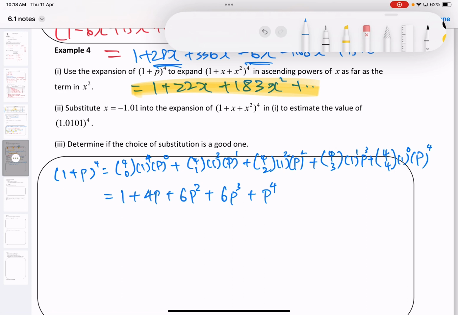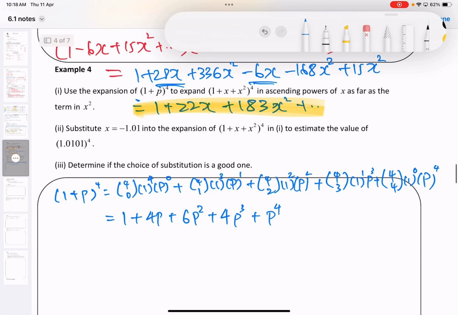Okay, I'll give you guys another 30 seconds. Wait, 4 choose 3. Yeah, it's 4. My apologies. Okay, because they say to use the expansion of 1 plus p to the power of 4 to expand. So later you're going to expand this until x squared only. But I think this part you still must expand all the way to the power of 4, for part A.